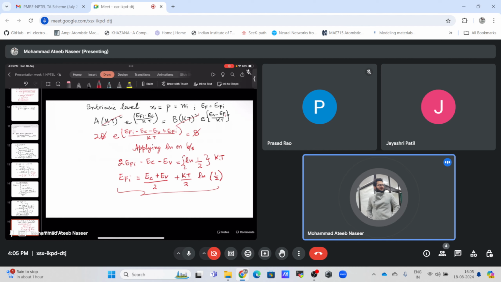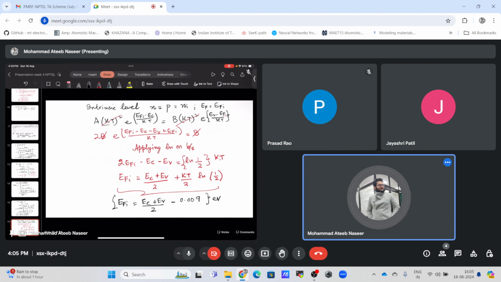Ln of 0.5 is simply minus 0.69, times 0.026 divided by 2. It is coming out to be equal to 0.009 electron volts. So EFI is simply EC plus EV by 2 minus 0.009, and this whole thing has units of electron volts.